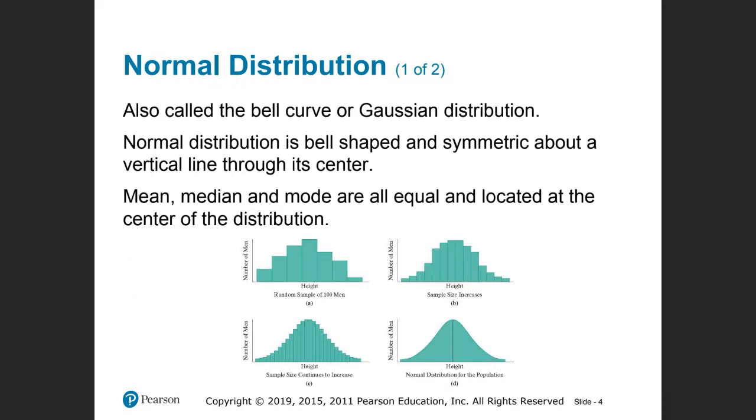Normal distribution. This is also called the bell curve or the Gaussian distribution. Normal distribution is bell-shaped and is symmetric about a vertical line through a center. This is shown below. Mean, median, and mode are all equal and located at the center of the distribution if it's a bell curve.